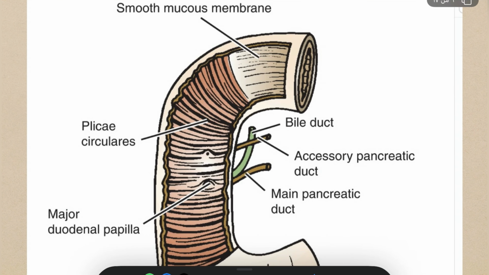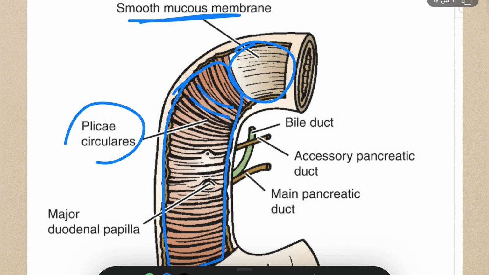See the difference between the lining of the first part of the duodenum and the second part. If you note, in the first part a smooth mucous membrane lines the first part of the duodenum, but in the second part of the duodenum we can see many circular folds. This circular fold we call plica circularis.